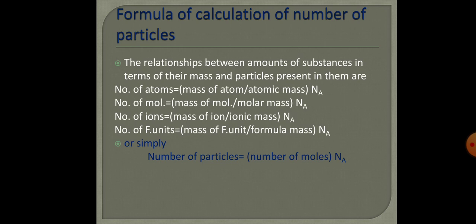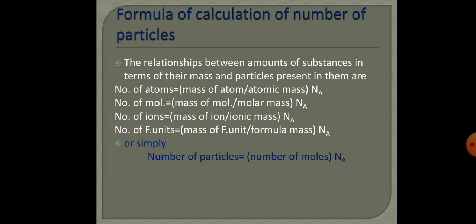If we are going to calculate the number of atoms, then we need the mass of the atom, and then divide the mass of the atom by its atomic mass and multiply this by Avogadro's number. Then we come to know the number of atoms which are present in the given mass of the atom. In the same way, if we want to calculate the number of molecules, then we need the mass of the molecule. After that, divide the mass of the molecule by its molar mass and again multiply by Avogadro's value.